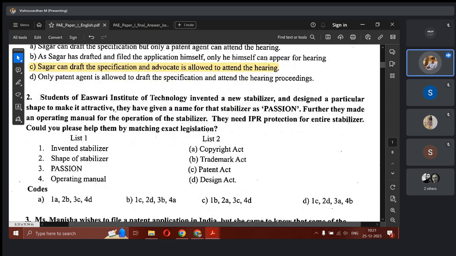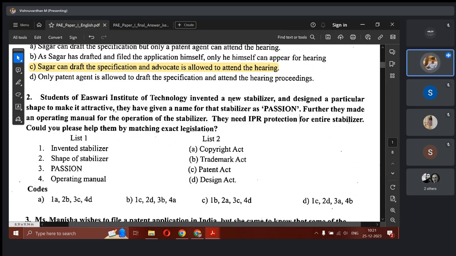Cool. So question number 2. Students of Ishwari Institute of Technology invented a new stabilizer and designed a particular shape to make it attractive. Okay, so this is purely visual. They had given a name for the stabilizer as Passion. Further, they made an operating manual for the operation of the stabilizer. They need IPR protection for the entire stabilizer. Could you please help them by matching exact legislation?